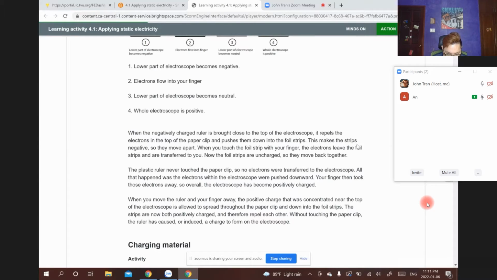When you move the ruler and your finger away, the positive charge that was concentrated near the top of the electroscope is allowed to spread through the paper clip and down into the foil strips. The strips are now both positively charged and therefore repel each other without touching the paper clip. The ruler has caused, or induced, a charge to form on the electroscope.